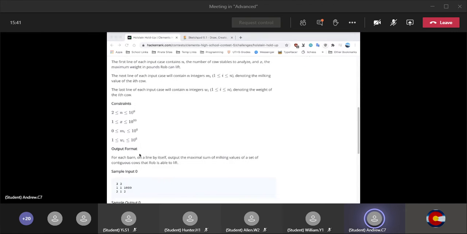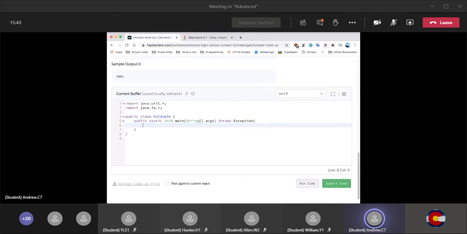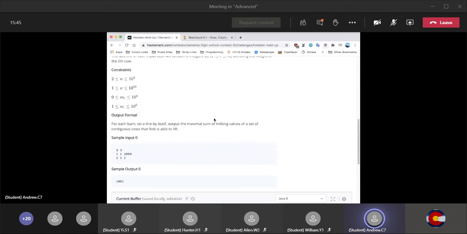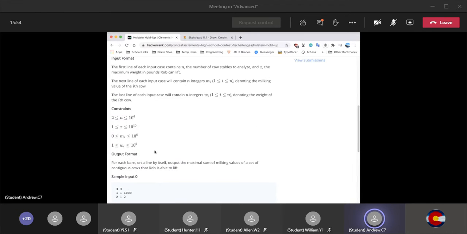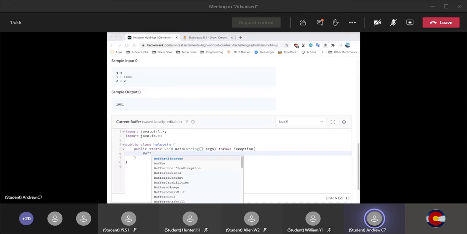First of all, let's make a buffered reader. We can't use scanner this time because, again, look at the constraints. It's going to go up to 10 to the 6, so there could be 10 to the 6 input lines, and that's going to be too much. That's going to time a scanner out. So what we do here is just have a buffered reader.